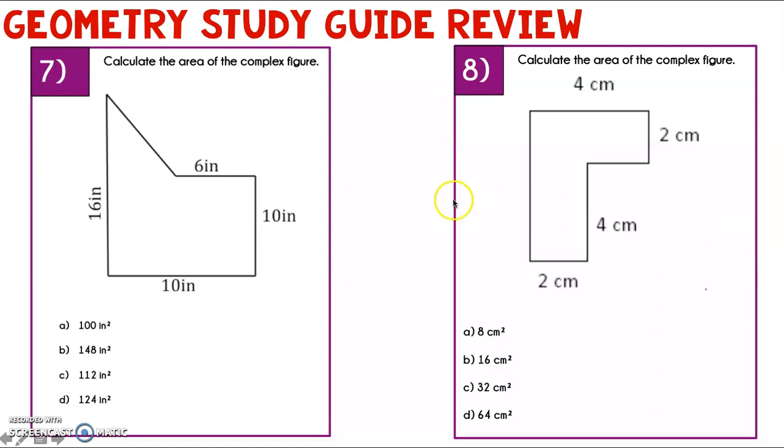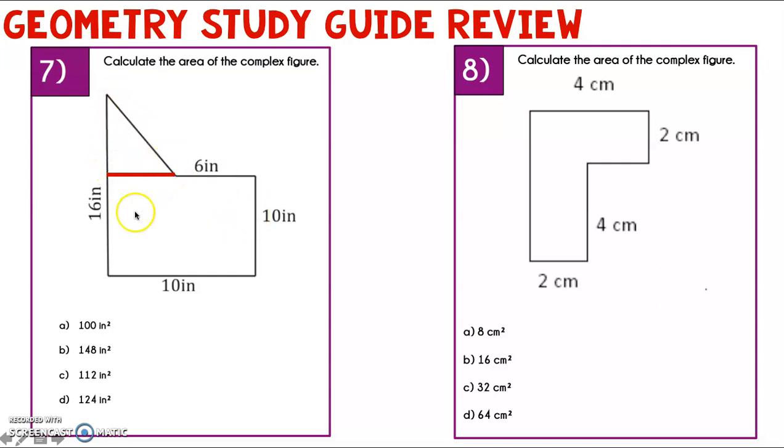Now, number 7 and 8 are both irregular polygons. So the first thing that we're going to have to do is split these into 2 shapes, find the area of each shape, then add them together. So we're going to go ahead and draw our line right here. So now I have a square on the bottom and I have a triangular piece on the top.